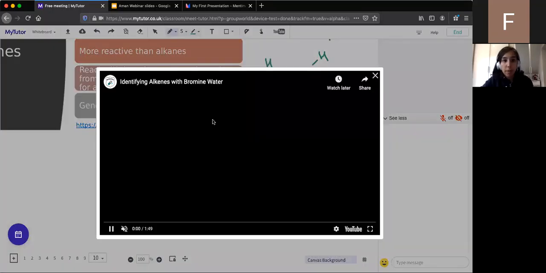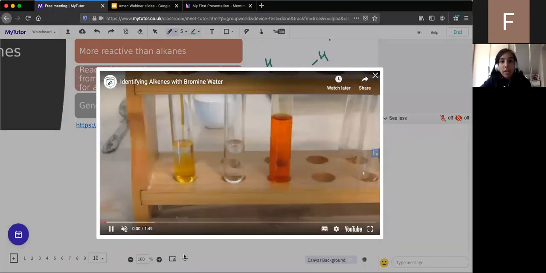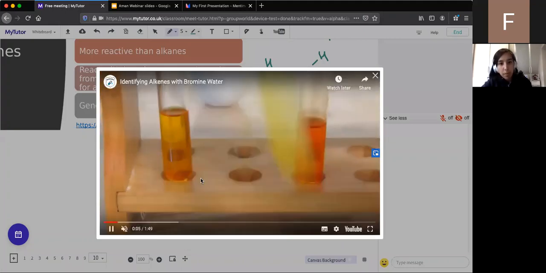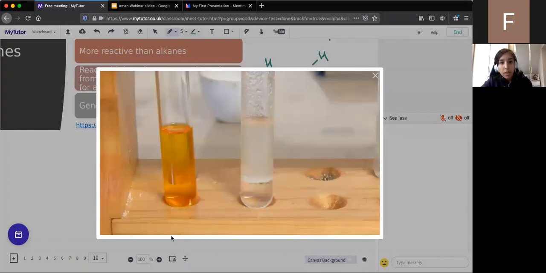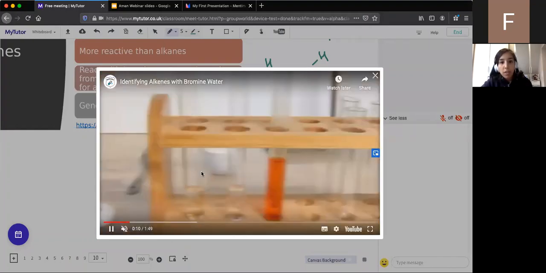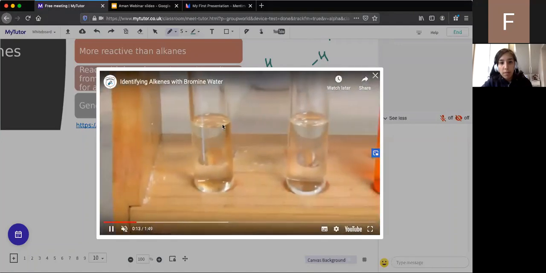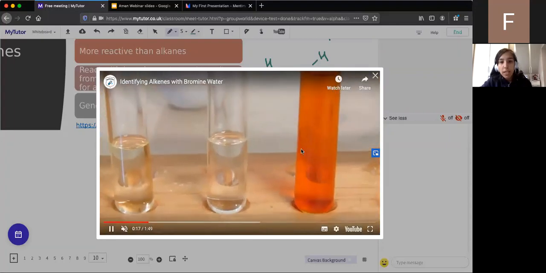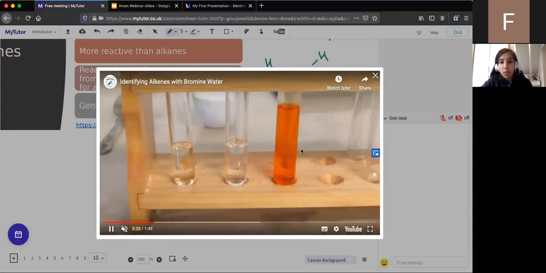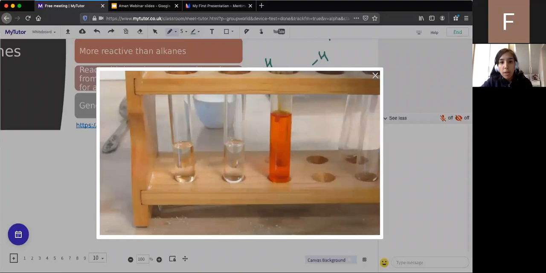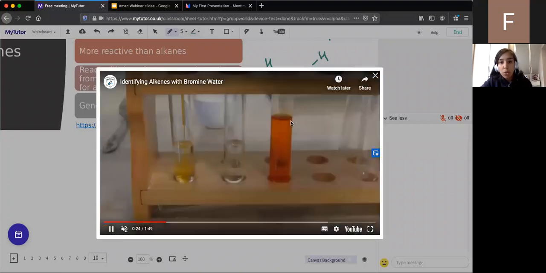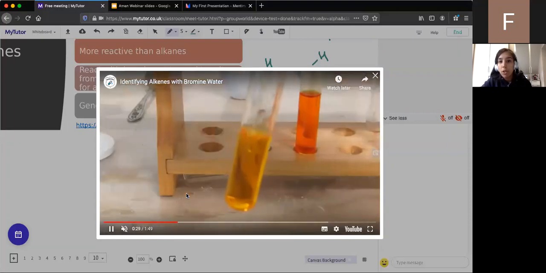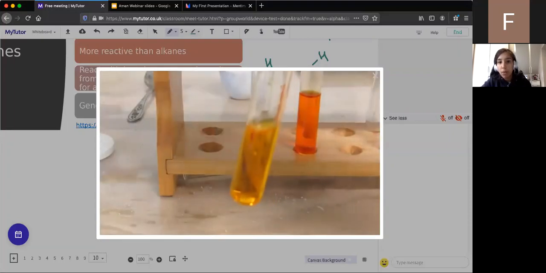Okay, there we go. So we're identifying alkenes. On the left, you've got an alkane. On the right, we've got an alkene. So let's start off then. As I said, we're going to have an alkane on the left, which is just here now. And on the right, we have an alkene, and this is bromine water. And this scientist is going to add bromine water to both, and we're going to see what happens. So he's going to start by adding or pipetting the bromine water and adding it to the alkane. And what we can see is it remains that brown color. It's not going to become colorless, it remains brown.